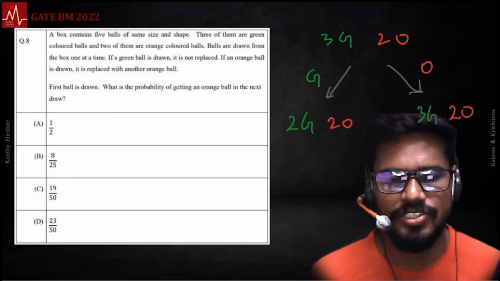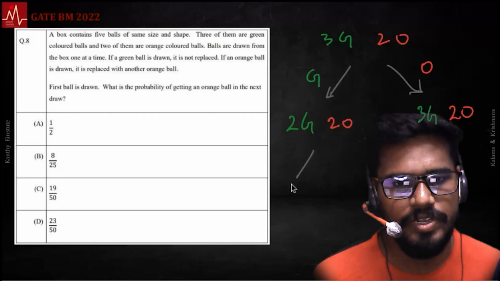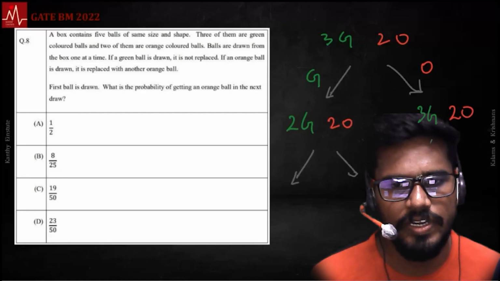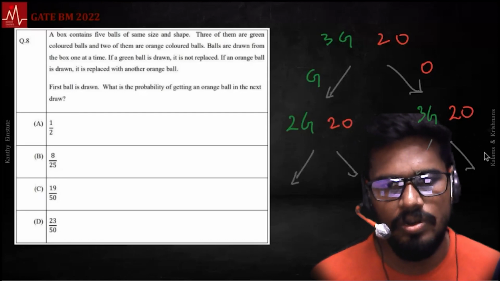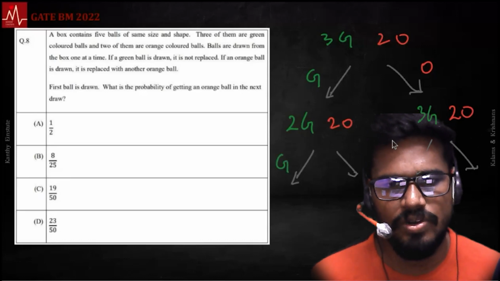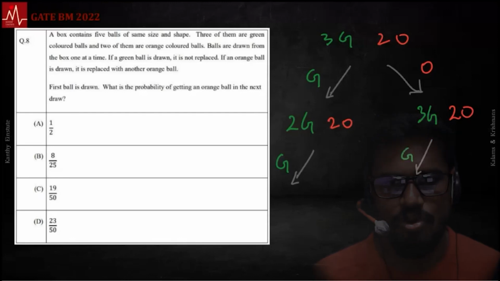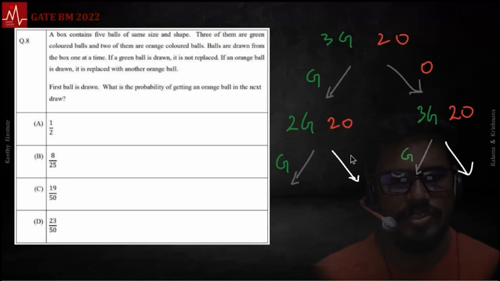So the draw of interest is this one. Here we can pick a green ball or an orange ball, and here too we can get a green ball or an orange ball. We are not interested in the greens; we are interested in the orange ball. So here we pick an orange, and here we pick an orange. What happens in the earlier draw doesn't matter.